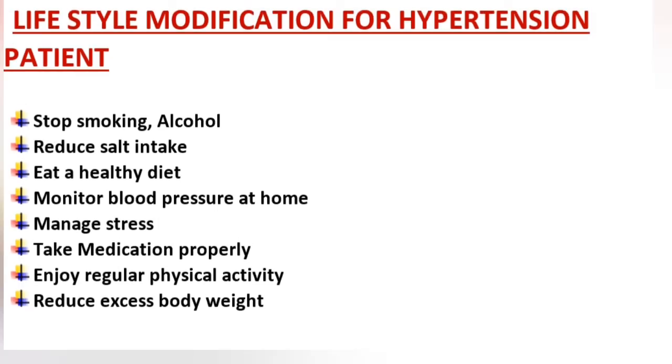Lifestyle modification for hypertension patients: stop smoking and alcohol. Reduce salt intake. Eat a healthy diet. Monitor blood pressure at home. Manage stress. Take medication properly. Enjoy regular physical activity. Reduce excess body weight.